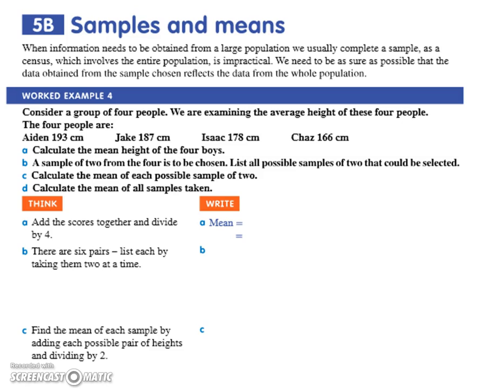First thing you're going to do is calculate the mean height of the 4 boys. Then you're going to take the samples of 2. List all the possible samples of 2 that can be selected. You're then going to calculate the mean of each possible sample of 2. And you're then going to calculate the mean of all the samples. Okay? So there's 4 bits to do there. First off, do the mean. You got 30 seconds. Go.